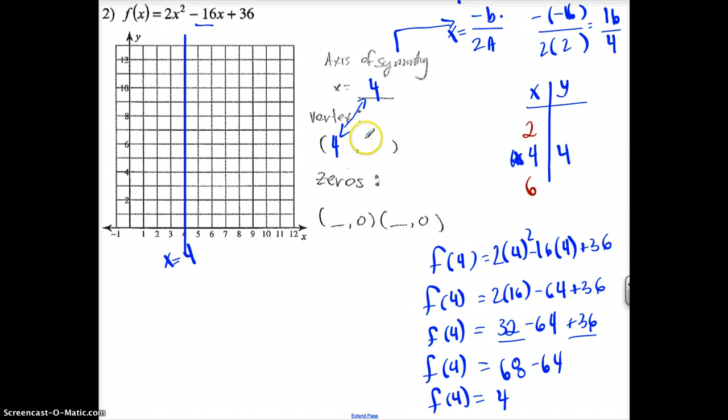Okay, so this is my vertex, the first point that I start with. 4 for the x value, 4 for the y value, and 4 comma 4. That's our vertex.